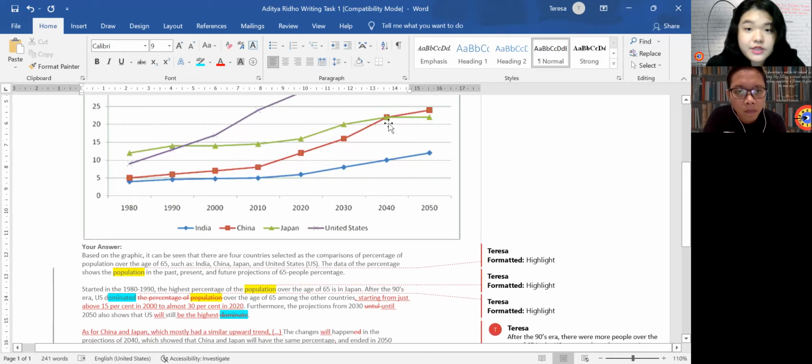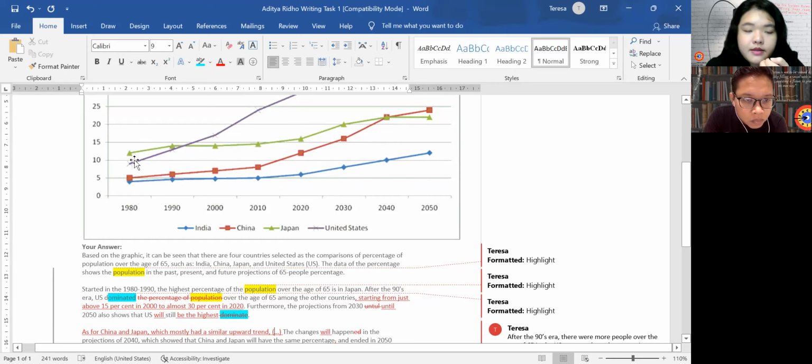It reached just about 15 in 2020 and is projected to only climb to under 10% by 2050. So describing them one by one is okay too.